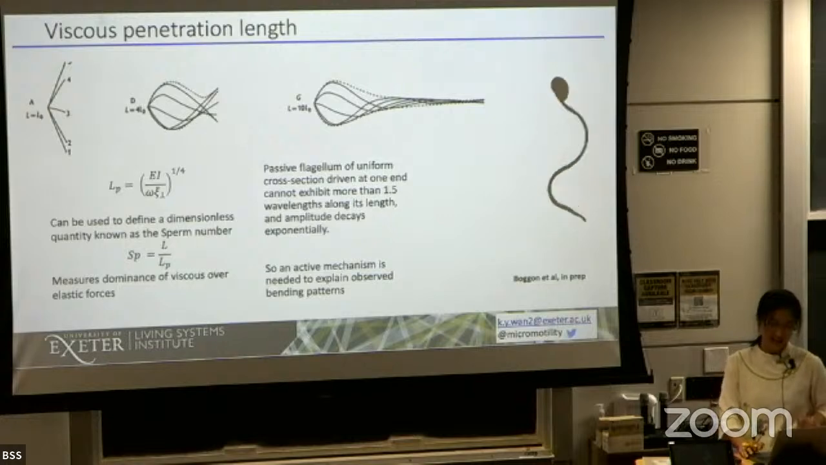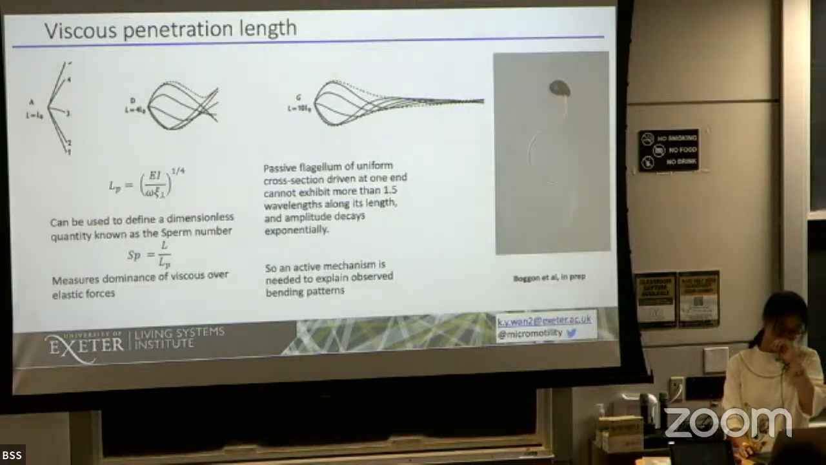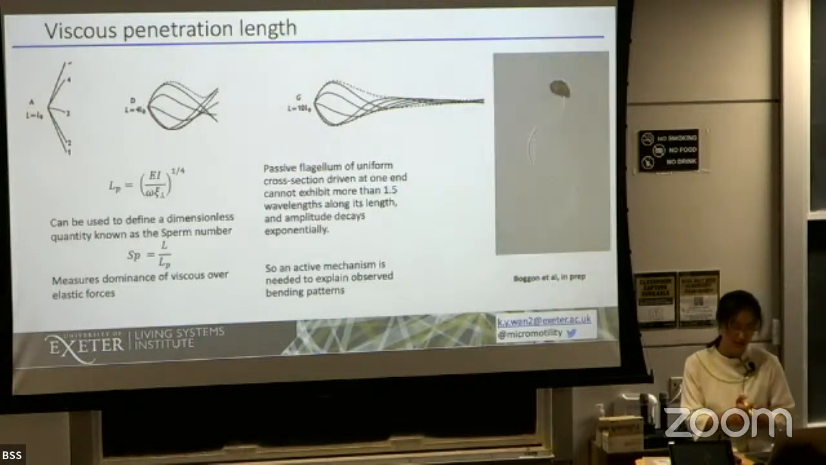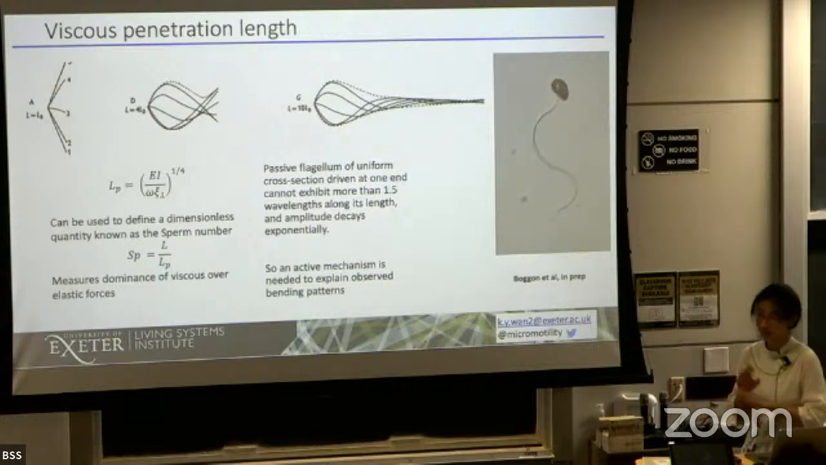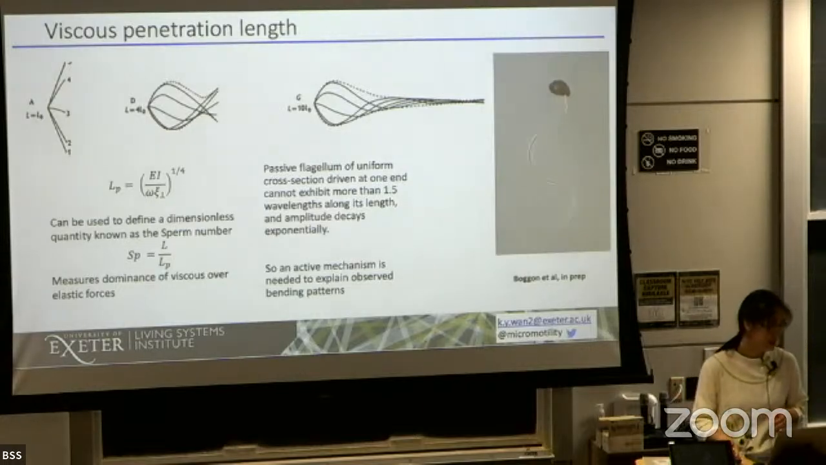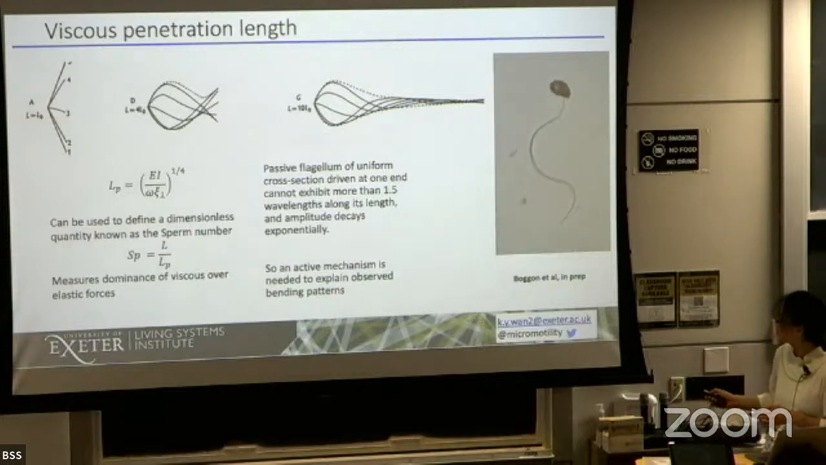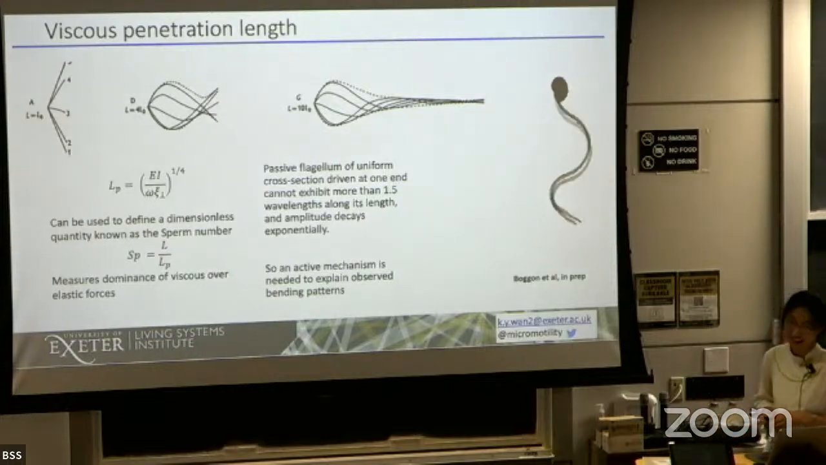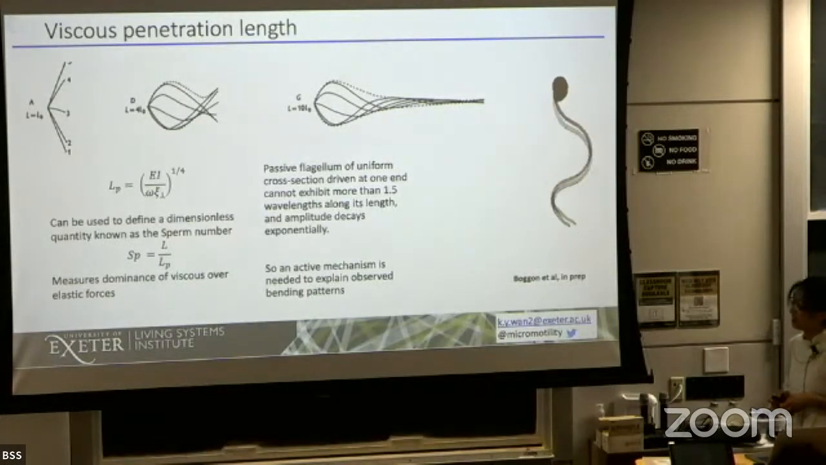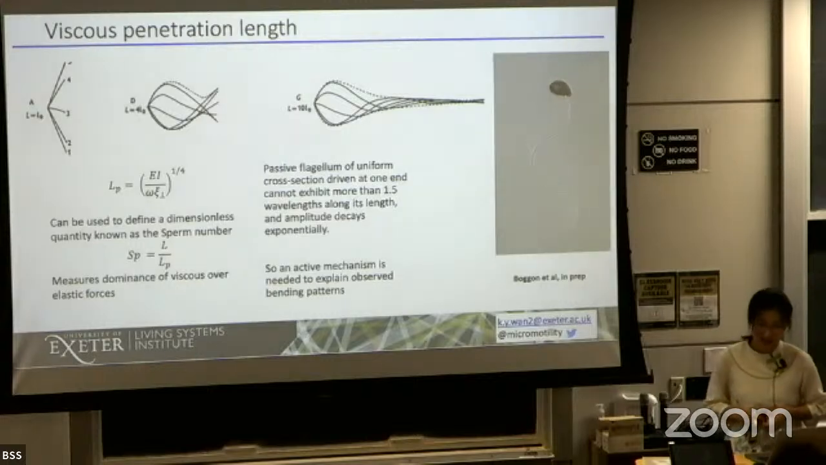So compare this to what you find in experimental observations. This is something that one of my PhD students took. This is not a sperm, it's just a different organism that will remain nameless. So this is a sperm-like cell that actuates a cilium. So you can really appreciate the bending waves that are propagated along this object.